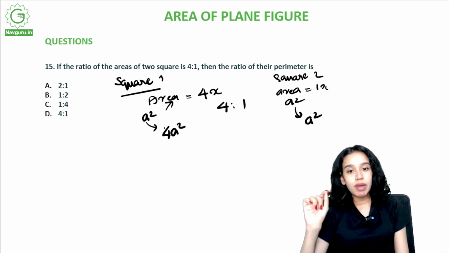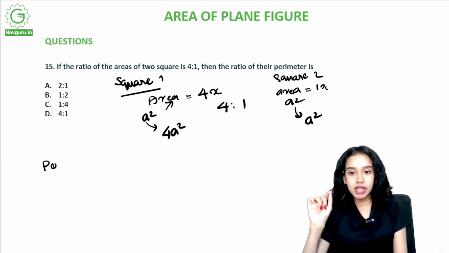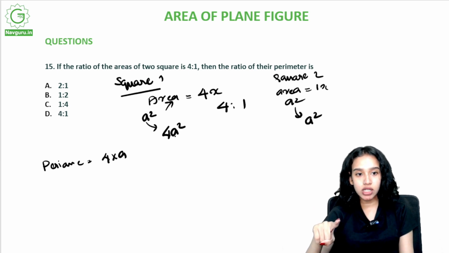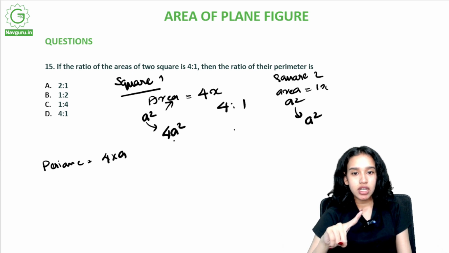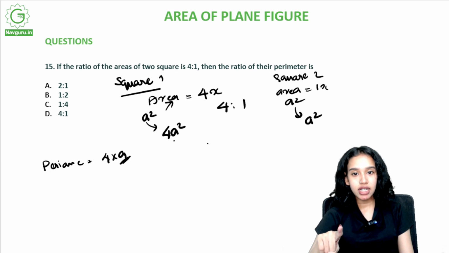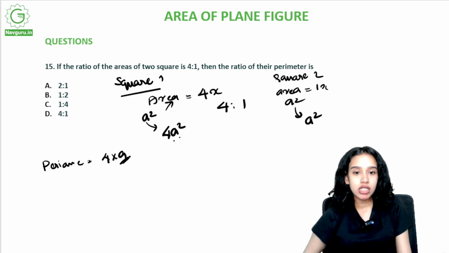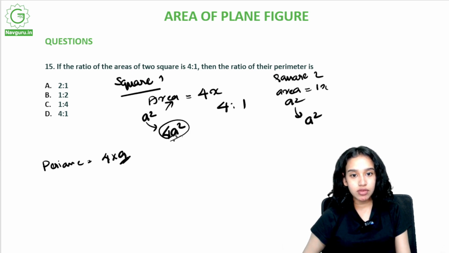Then the ratio of the perimeter. What is the perimeter of a square? Perimeter of a square is equal to 4 into A. And so, here the area is equal to 4A square instead of A square. So, what is the ratio between here? 4:1. Now, perimeter is equal to 4 into 4 times A. So, let's derive what A is in here. So, we said that instead of area, it's A.